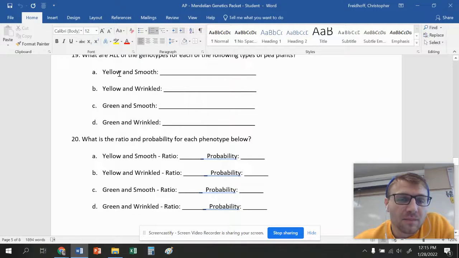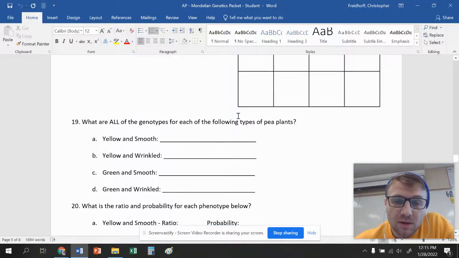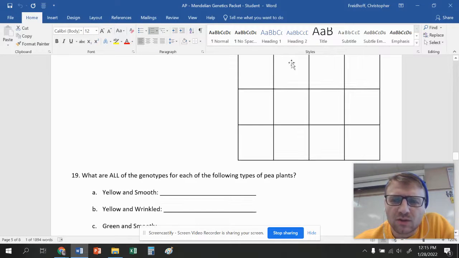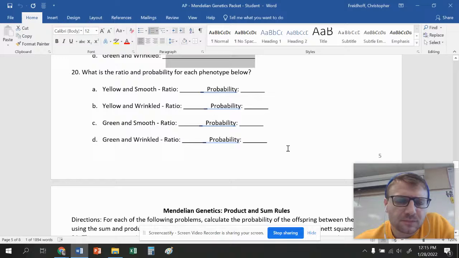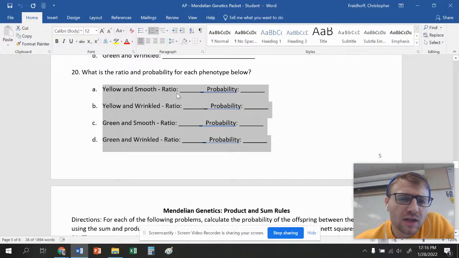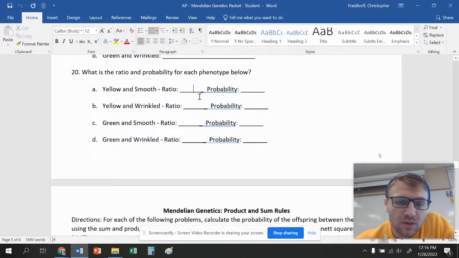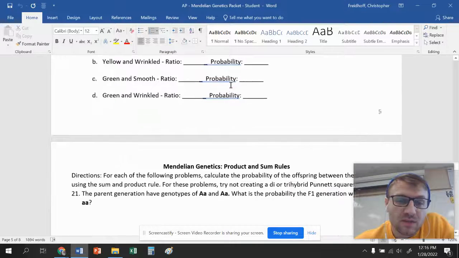And then it asks you what genotypes are possible to create yellow and smooth. I think there should be 4, if I'm remembering correctly. There should be 2 different possibilities for both of these. There's only 1 possibility at the end, and you'll understand why after you go through this Punnett square. Then it asks the ratio of the offspring of the yellow and smooth, so how many will there be? This should be out of 16 for each of them, and then what that probability is, so what percent that is.